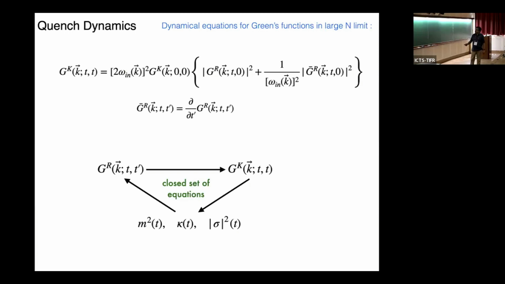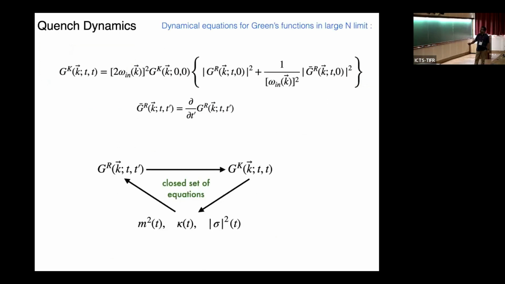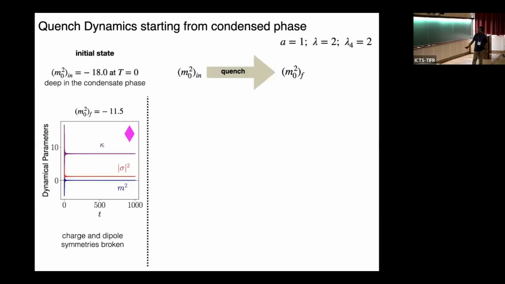So basically what you have is equations for m square in terms of g, okay, gk, which is a Keldysh correlator. M square feeds into gr, but m square kappa and sigma. So you need to close the final equation, which is you need to write gk in terms of gr. And this is where our dynamical equations of using Keldysh field theory for arbitrary initial conditions come in. In the end, you have a closed set of equations which you can solve for any time. So here are the results.